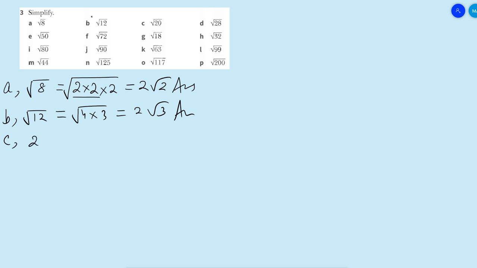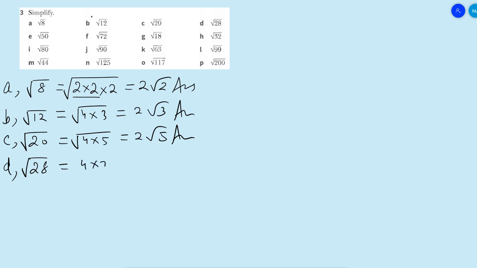Come to part C, root 20. 20 can be written as 4 into 5. Square root of 4 is 2 and 5 remains 5. Answer is 2 root 5. Part D, root 28. 28 can be written as 4 into 7, square root of 4 is 2. Answer is 2 root 7.